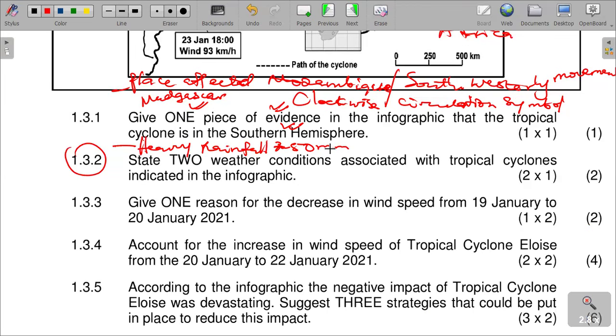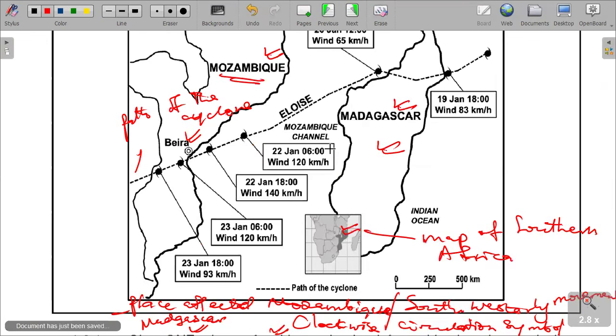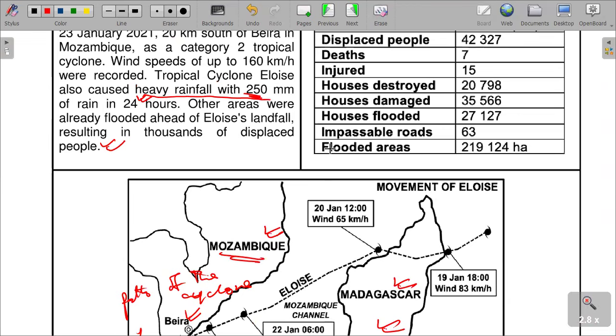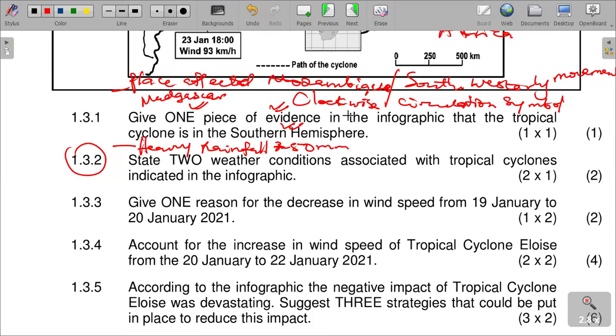Then we are also told of the wind speed, which is 160 kilometers per hour. High wind speed of up to 160 kilometers per hour, which is given in the question. So: high rainfall and high wind speed.